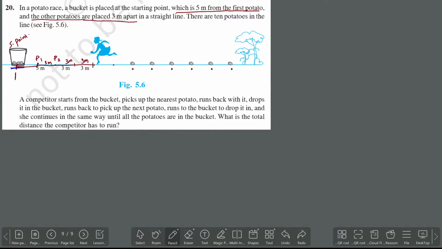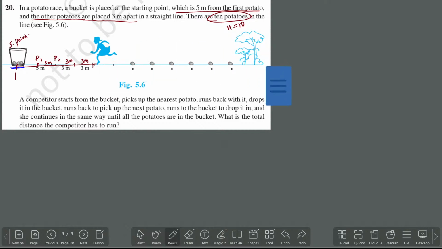There are 10 potatoes. That means n value is 10. There are 10 potatoes, meaning 10 terms are there. Don't think otherwise, n value is 10. It means we have 10 terms in the line. Right, fine. Then it's going to 10 terms or 10 potatoes. Do you understand? It's going like this.